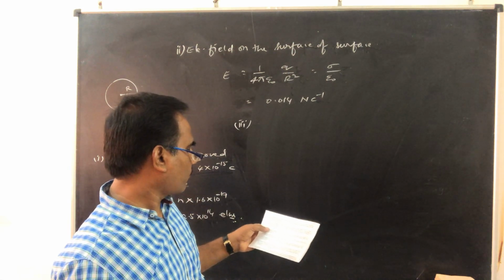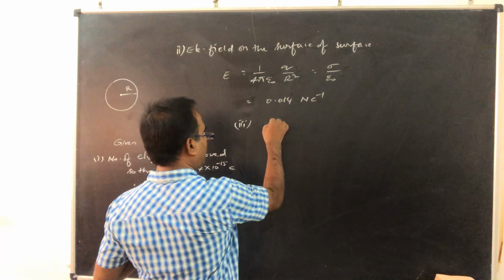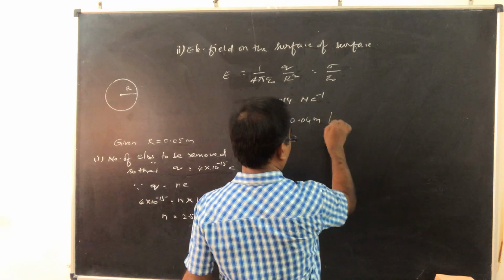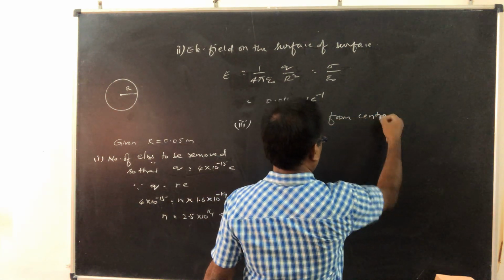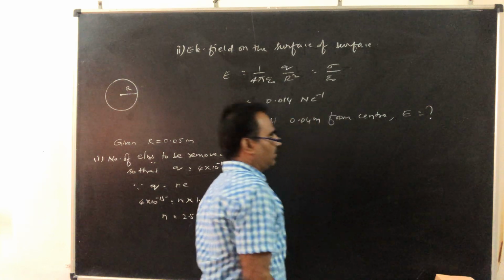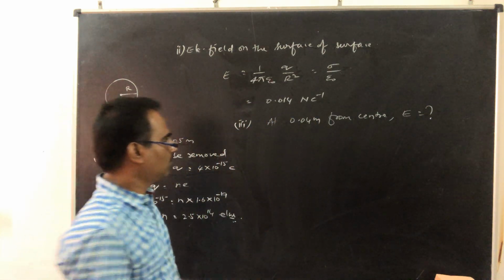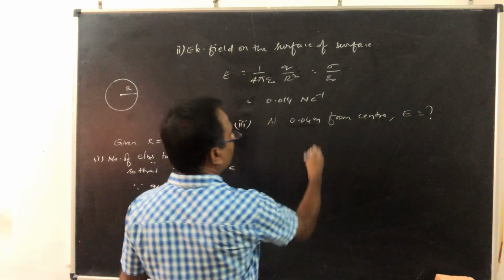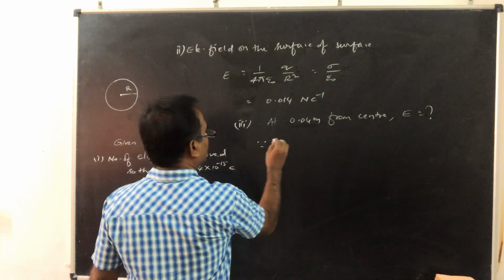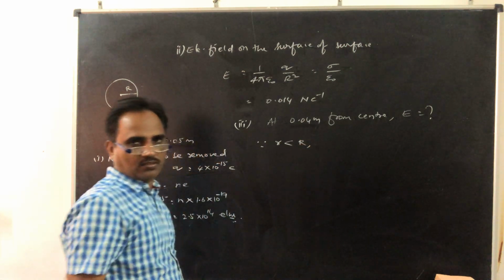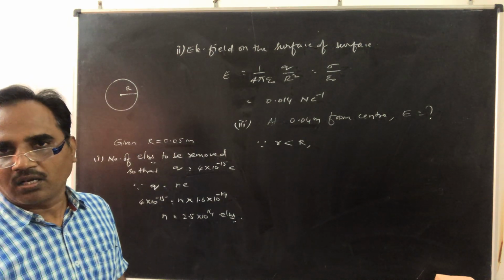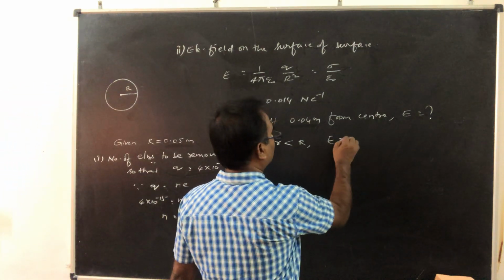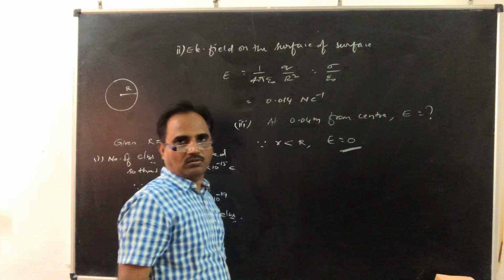The third thing is, at 0.04 meter from the center, what is this electric field? See, the radius is given as 0.05 and this distance is given as 0.04. Since the given point is less than the radius, the point lies inside the sphere. You know that inside the sphere the electric field is 0. Since r is less than R, this E is equal to 0.